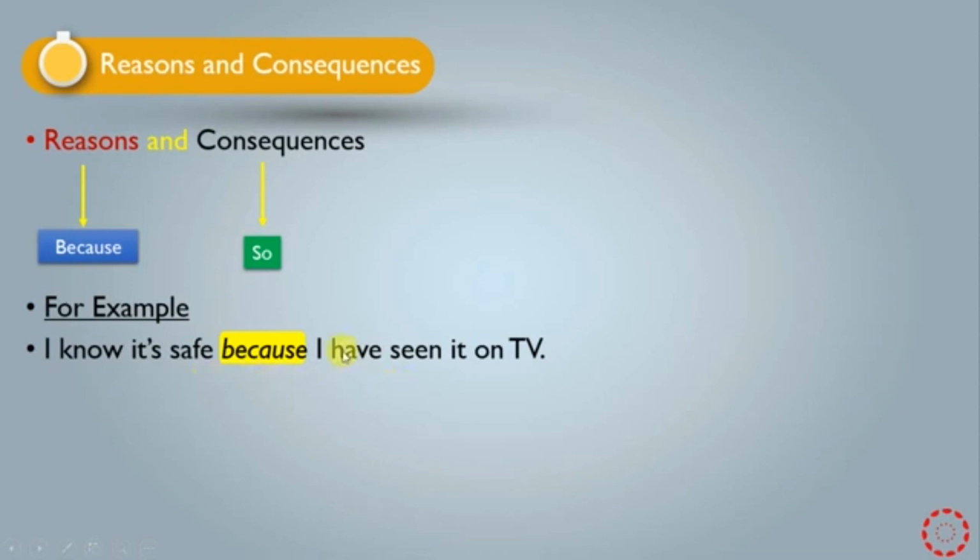But if we have the reason at the beginning, we use so. For example, the same sentence: I have seen it on TV, so I know it is safe. So if the reason comes at the beginning, we use so. But if the result, or we can say the consequence, comes at the beginning, we use because.